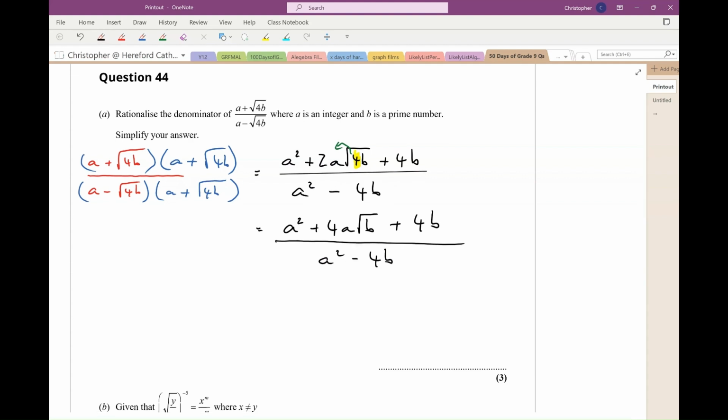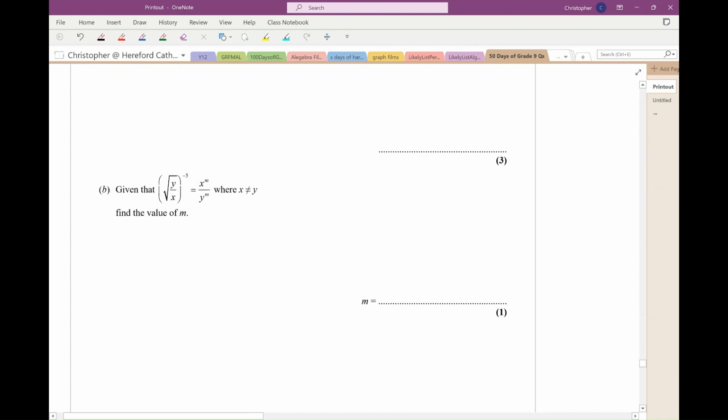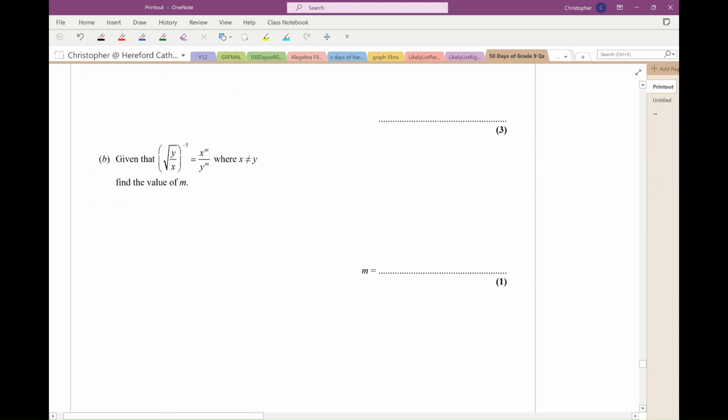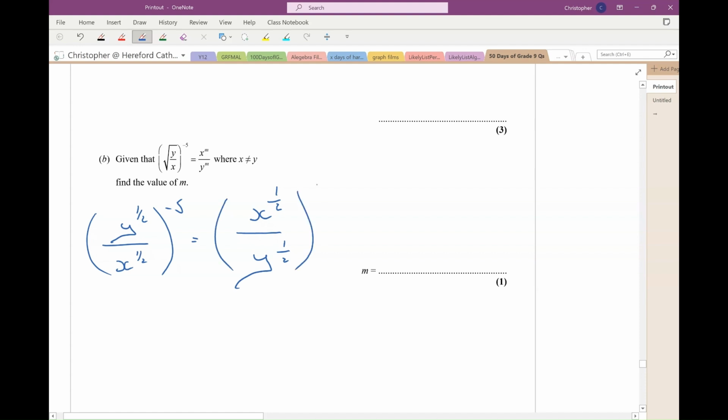Right, let's have a look at part B. Given that, okay, well I think I'm going to rewrite the left-hand side using powers. So instead of the square root of y over x, I'm going to write that as y to the power of a half over x to the power of a half, and that is to the power of minus 5. Okay. Oh, well look, I can get rid of that negative power just by swapping the fraction round. There we go. So that is now to the power of 5.